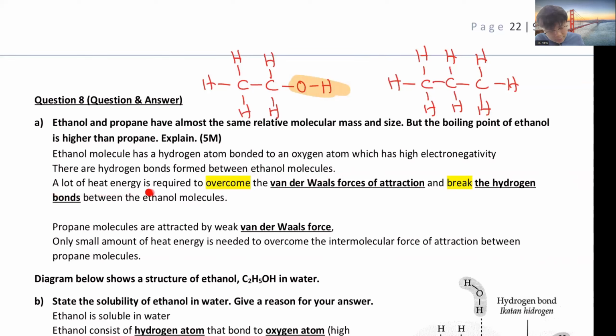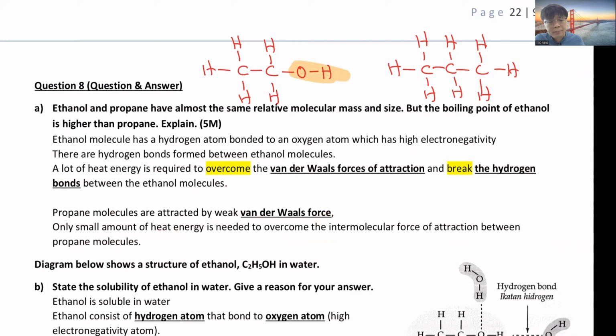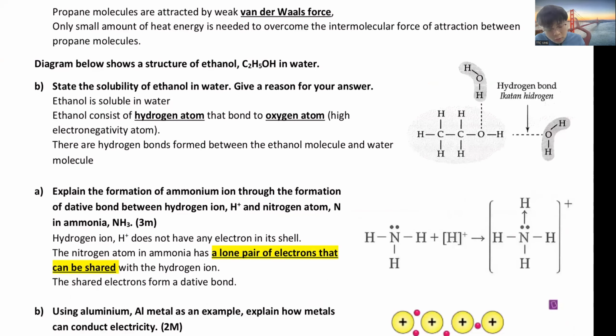So you need a lot of energy to overcome the van der Waals force between the molecules and also break the hydrogen bond for the ethanol. Then for propane, they don't have hydrogen bond. They only have weak van der Waals force, so very little energy is needed to overcome them. Then ethanol, why is it soluble in water? Because it can form hydrogen bond with water. So you can mention ethanol is soluble in water because it has hydrogen bond that bonds to oxygen. So there's hydrogen bond between the ethanol molecule and water, so it's soluble in water.